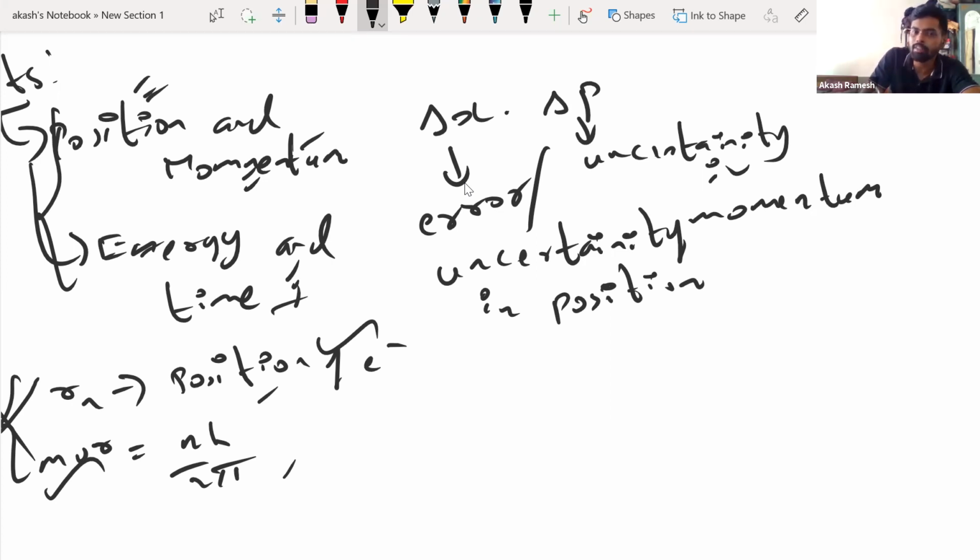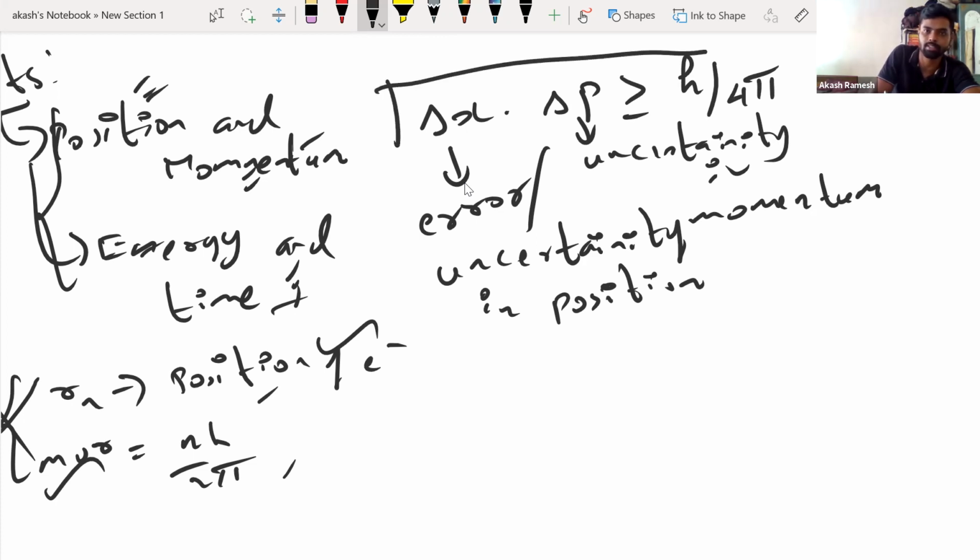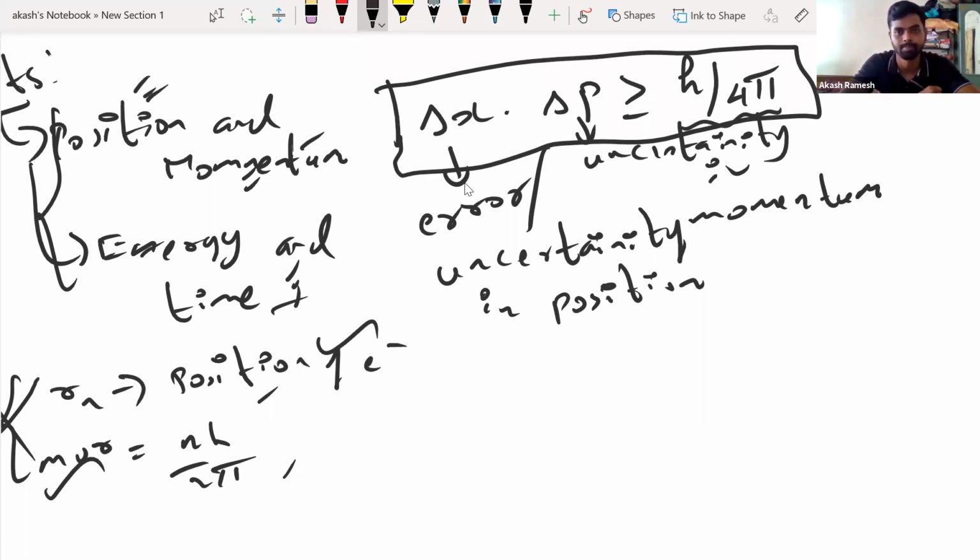He said there will always be some minimum value. Obviously, the error will be either this or greater than that. So I can write this equation as h by 4 pi. This is my Heisenberg's uncertainty principle equation. So the minimum value of the error is h by 4 pi. h is a constant, pi is a constant, 4 is a constant.